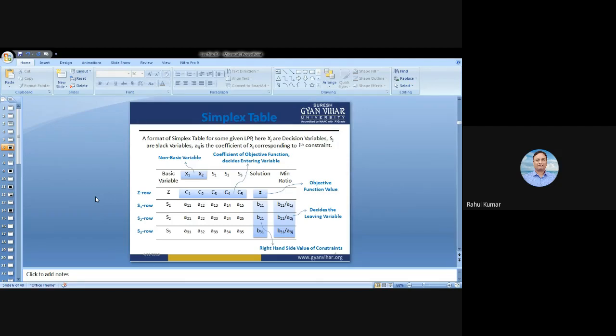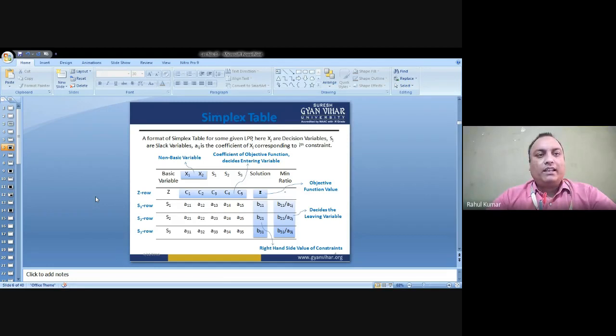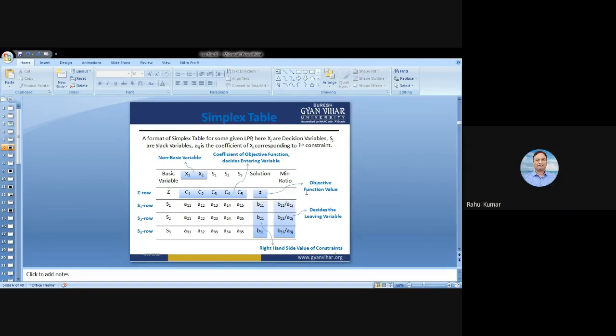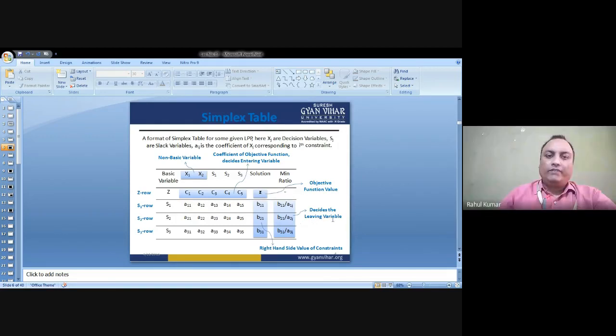Corresponding to the ith constraint. For the non-basic variables, these are x1 and x2, and the slack variables, these are s1, s2, and s3. These are three slack variables. And for the solution, here we take the objective function value, and the minimum ratio decides the leaving variable.